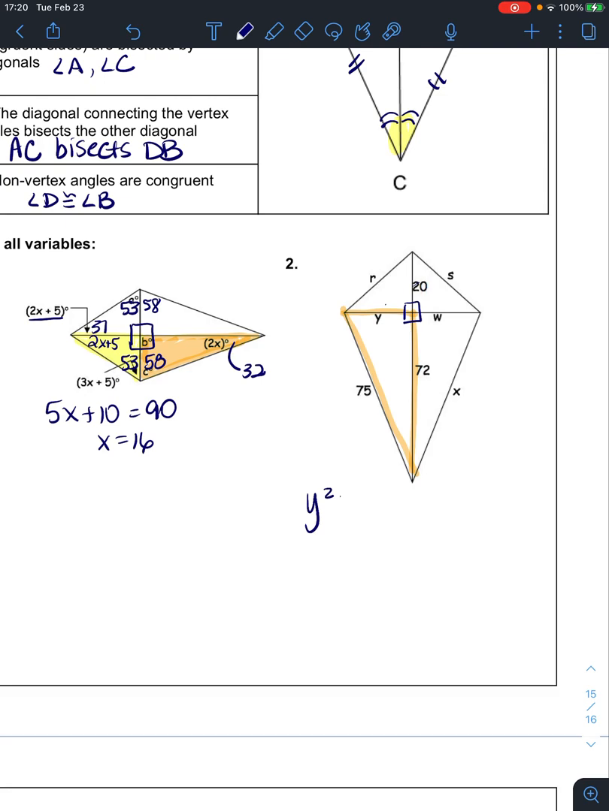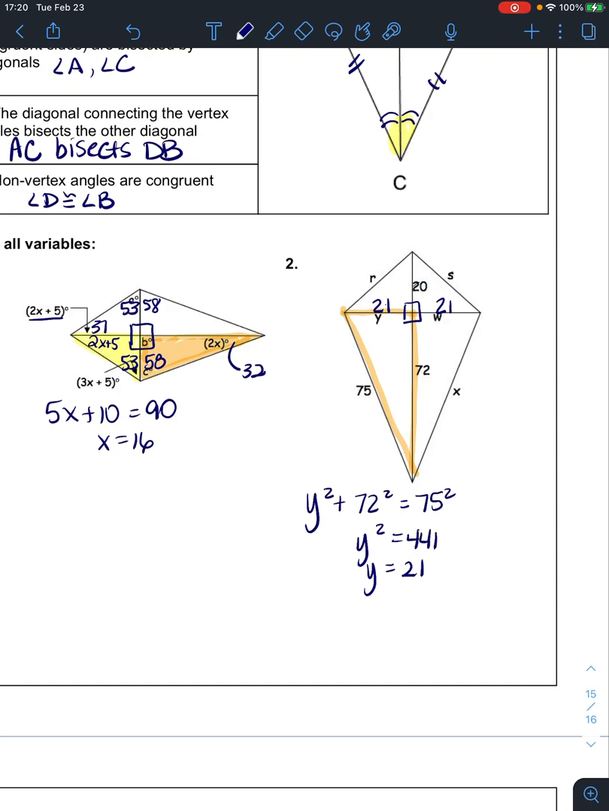So I have y squared plus 72 squared is equal to 75 squared. If you take 75 squared and subtract 72 squared, you get 441. So y squared is equal to 441. Square root both sides, and you get that y is 21. If y is 21, then w is 21 because that one diagonal bisects the one that connects the non-vertex angles. So those are both 21.